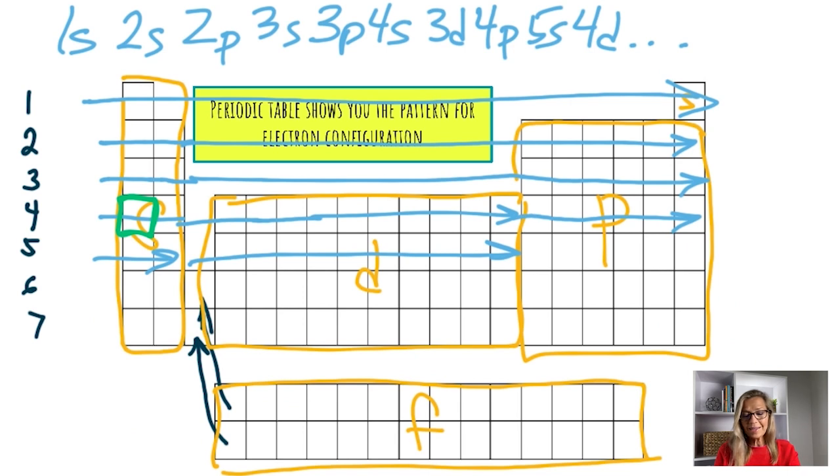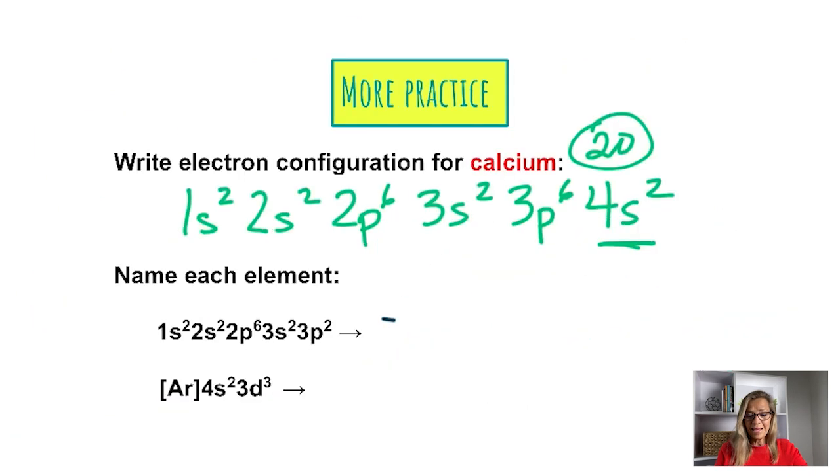I'm going to go back to my periodic table. Guess where calcium was? This is calcium right here. Level 4, and it was the second in the s orbitals. That's my shortcut.